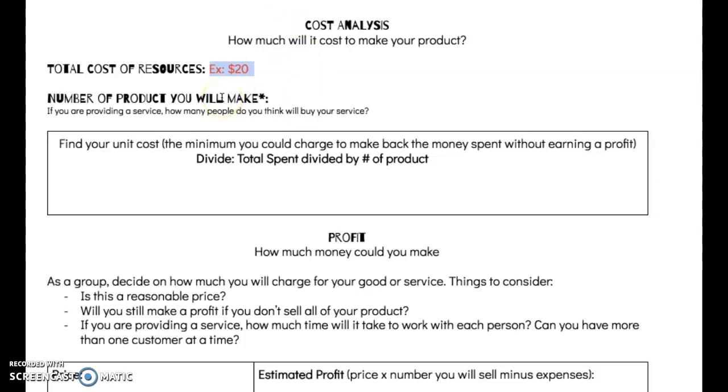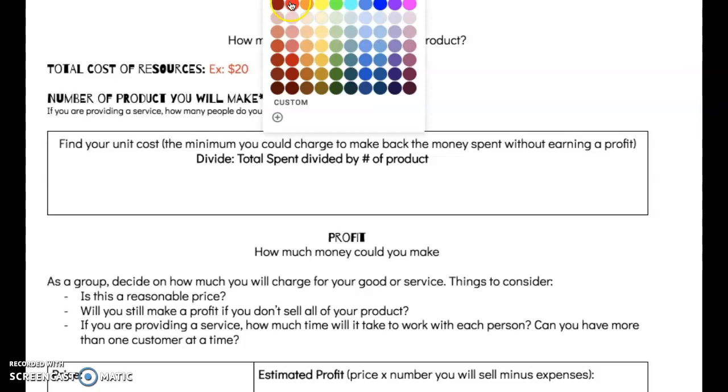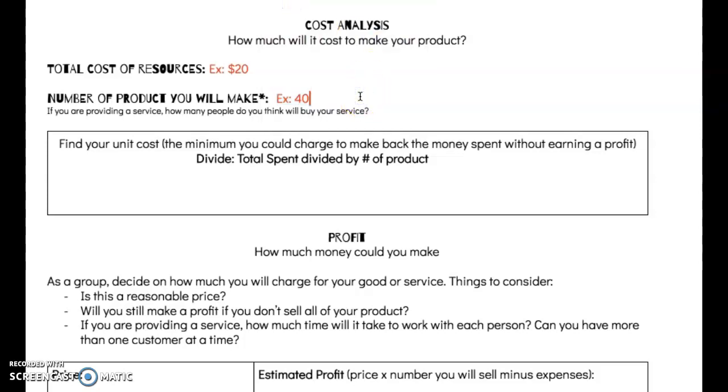Here we put the number of products we hope to make. So you've already kind of calculated that when you found out the yield. But depending, you might be selling more than one product. If you're selling a service, you're kind of thinking about how many people you're hoping to sell to. So just figuring out how many you think you're going to sell with the resources that you've bought. So for example, I'm going to hope to be able to make 40 of my product. Okay? So now I have my total cost and the number of the product I'm going to make.